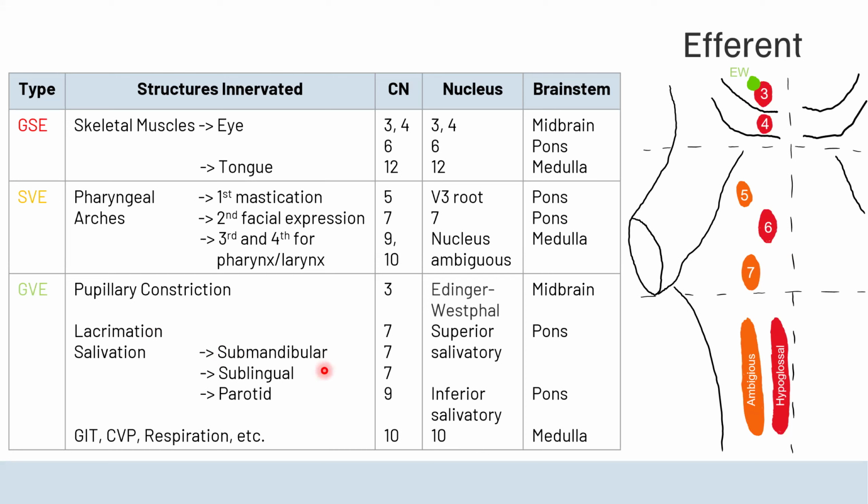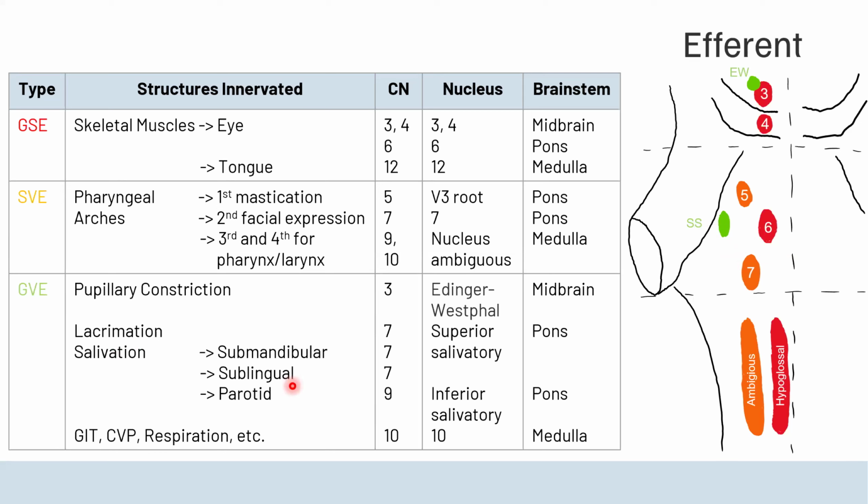In the pterygopalatine ganglion, they will stimulate lacrimation. In the submandibular ganglion, they will stimulate salivation of the submandibular and the sublingual. Next up, we have our parotid. So this is where our superior salivatory would be, okay?